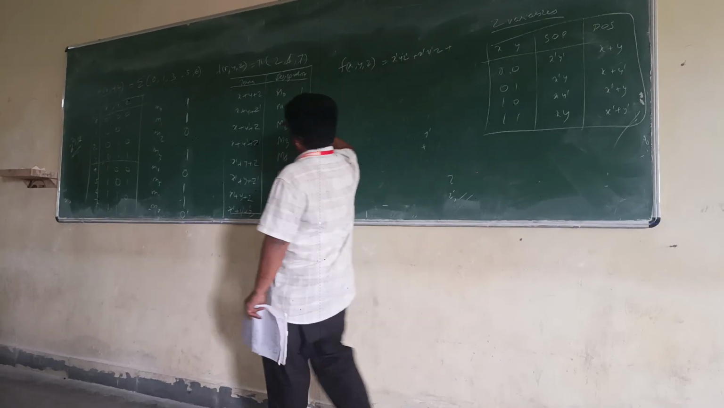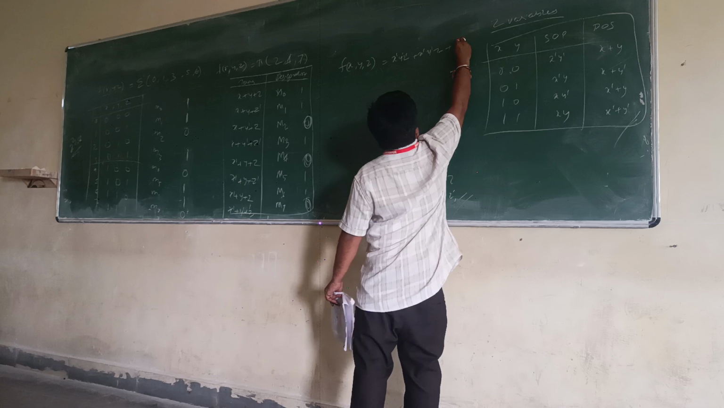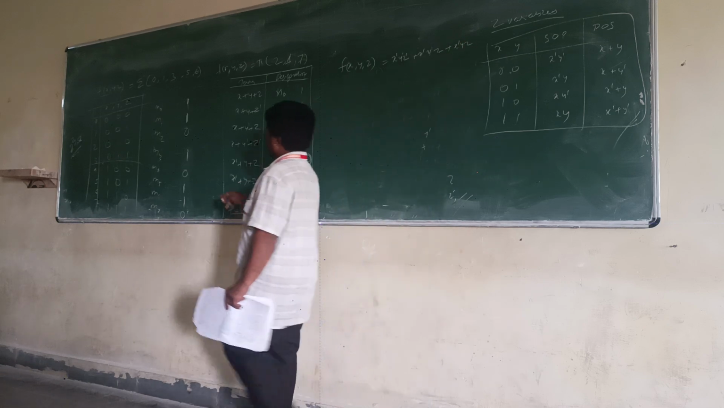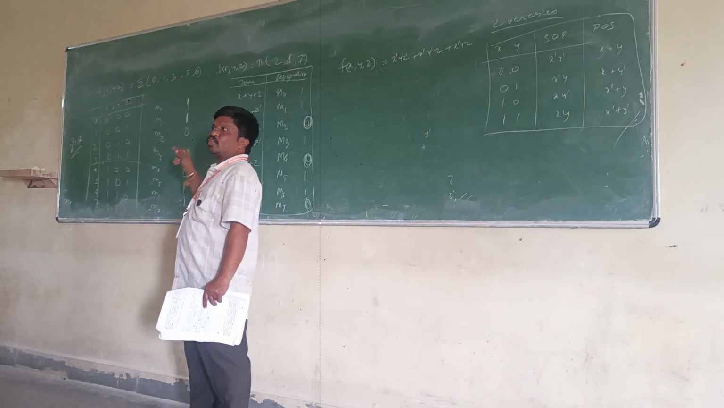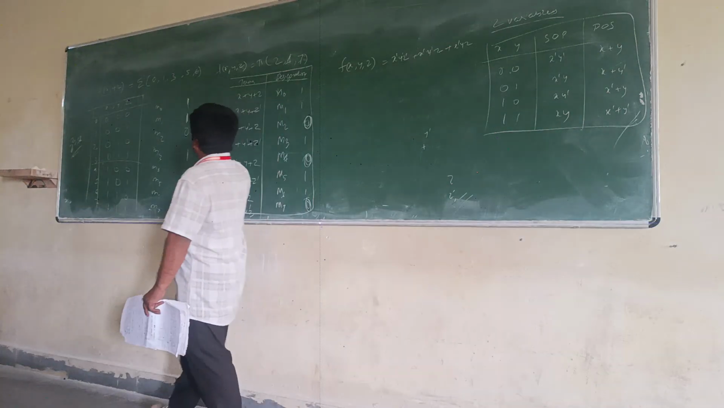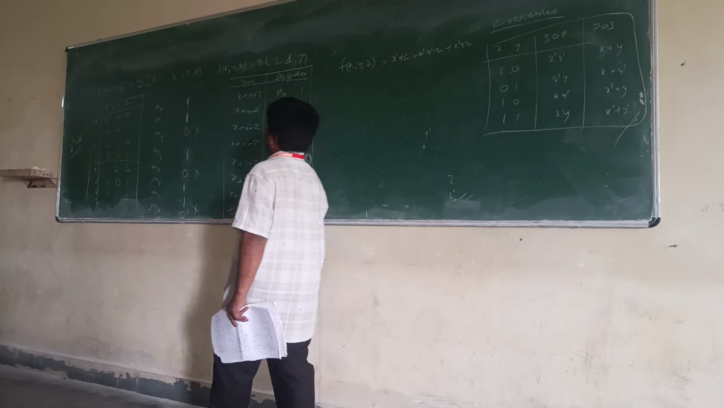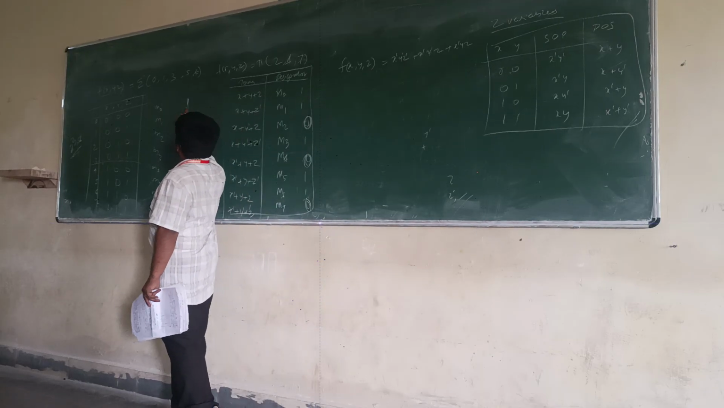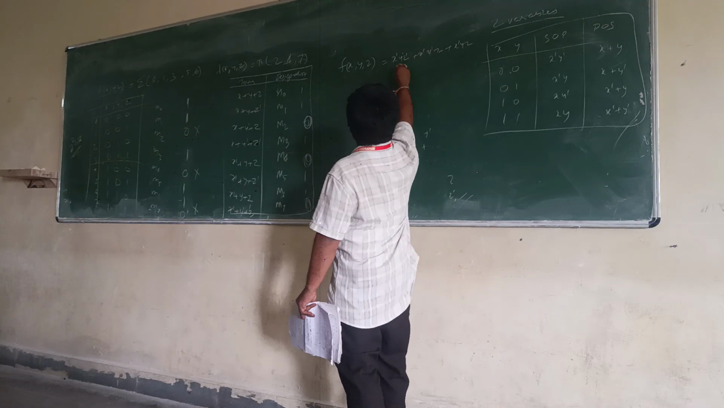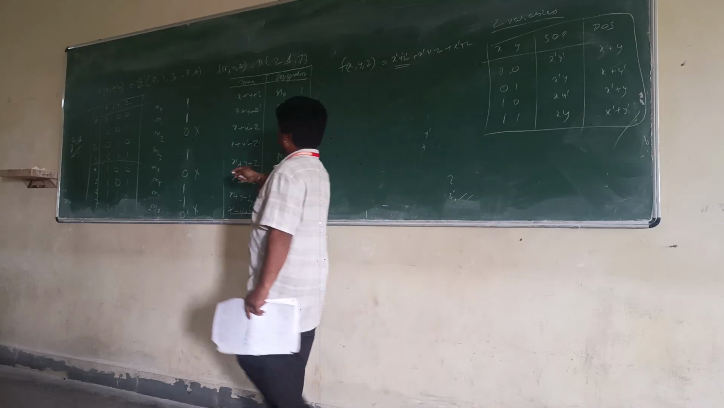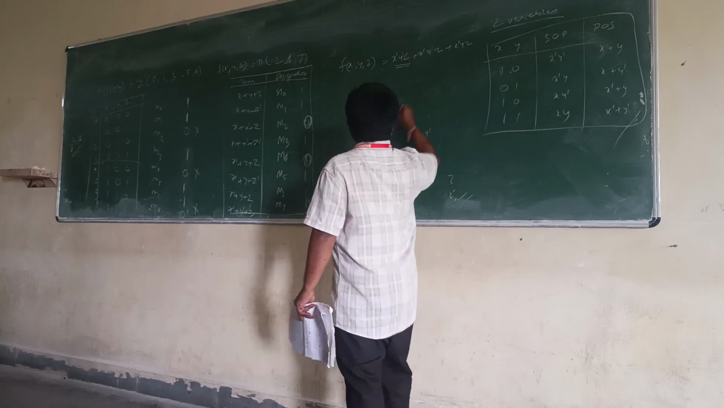Next term is x bar y z, only y z, because wherever you find the one, that is to be considered as the min terms. The remaining terms should not be considered here. You are finding here m1, m0 as the 1. Those are the terms to be considered in the function. Whichever terms have the 0, those are not considered while writing the function.